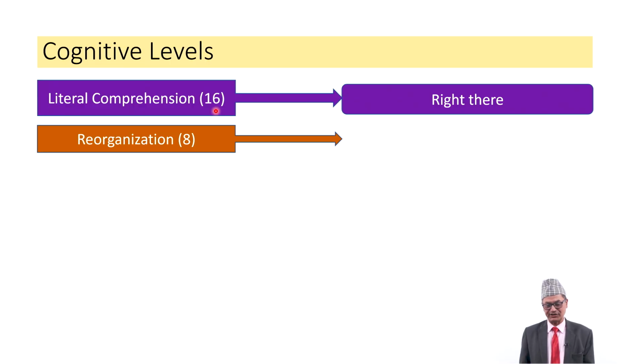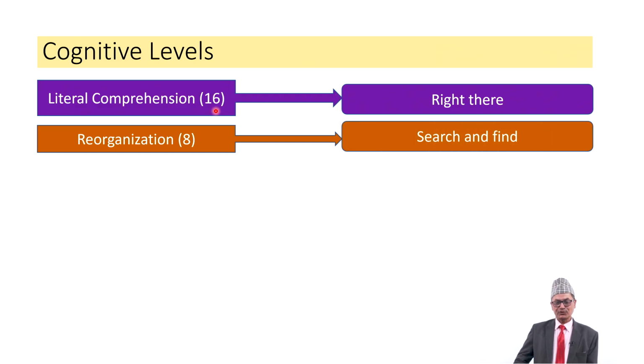The next level is reorganization. There will be 8 items. I will repeat it again. See, there will be 8 items, 8 questions. That refers to reorganization. So, reorganization refers to search and find. You will find the answer. The answer is exactly given there in the text, but you have to read again. You have to search for the information.